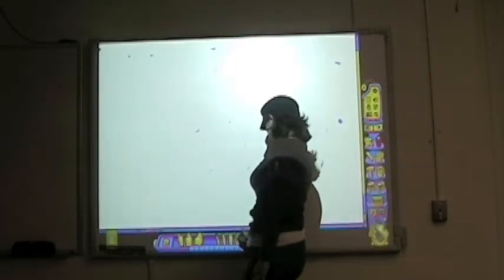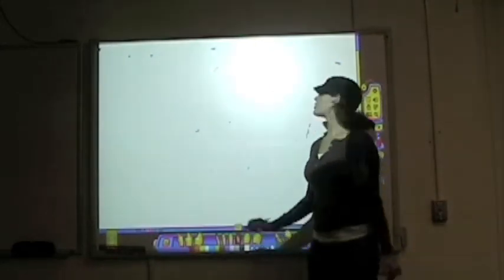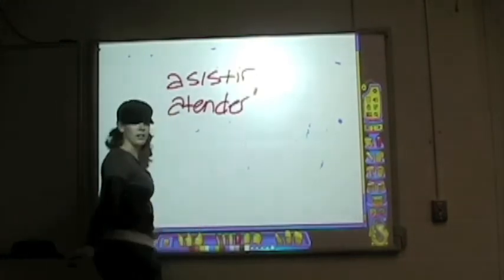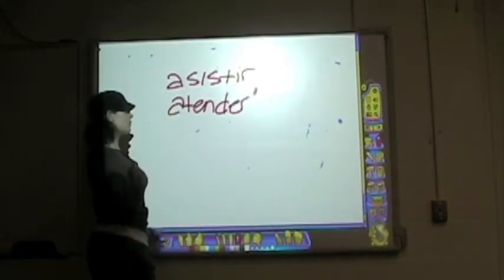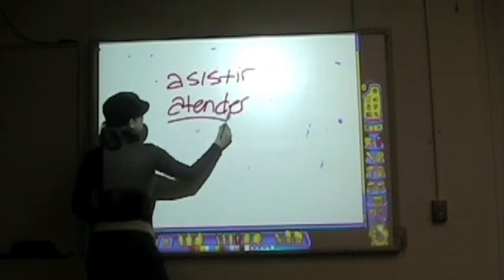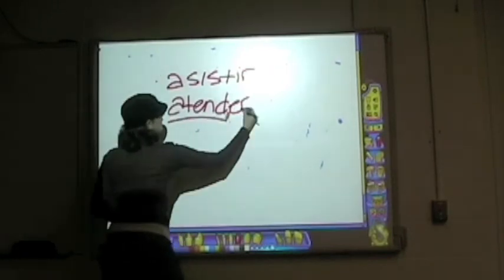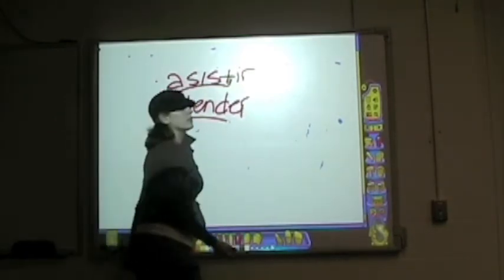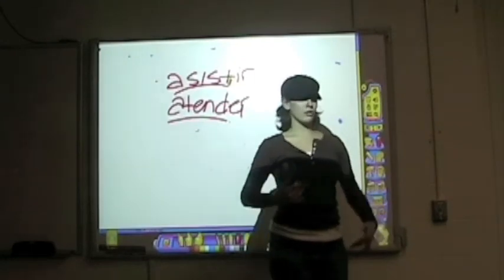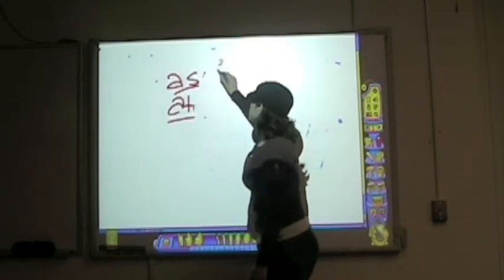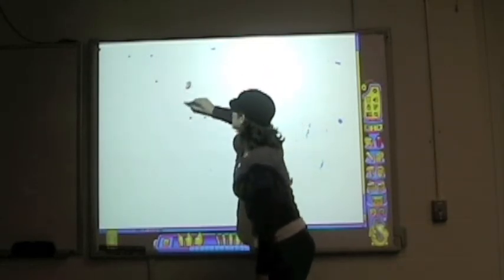Another common error is in reference to the verbs asistir and atender. Contrary to what you would think, asistir actually means to attend, whereas atender actually means to assist. So, as you can see, there are a few that are going to trip you up from time to time, but there are also some that can have some unfortunate and hilarious outcomes.